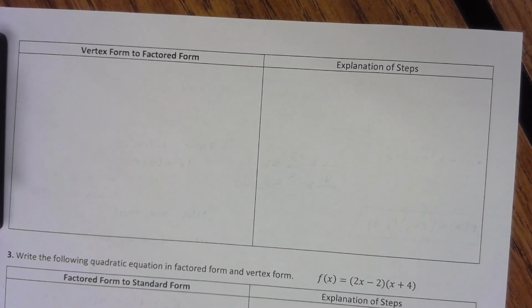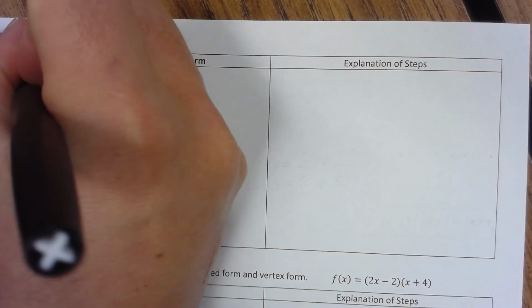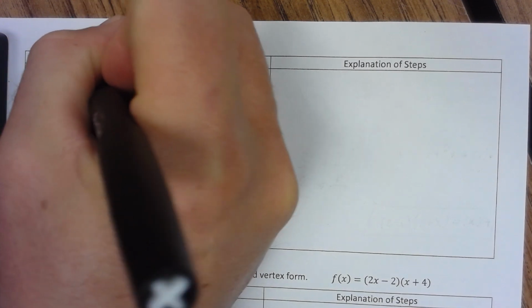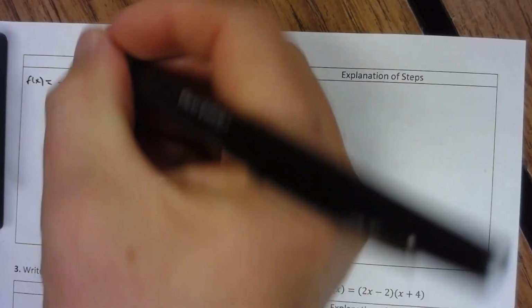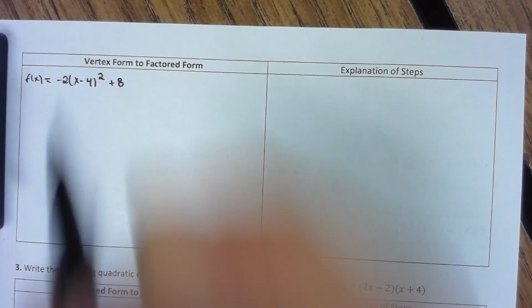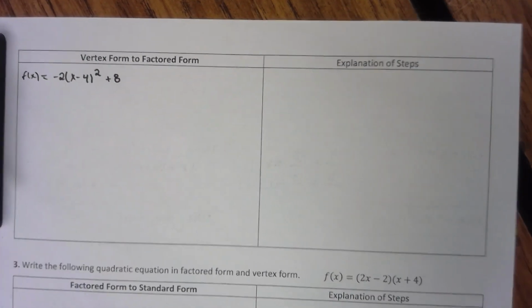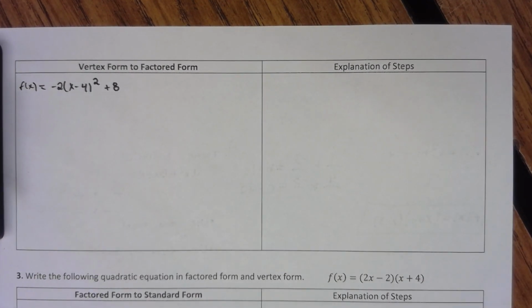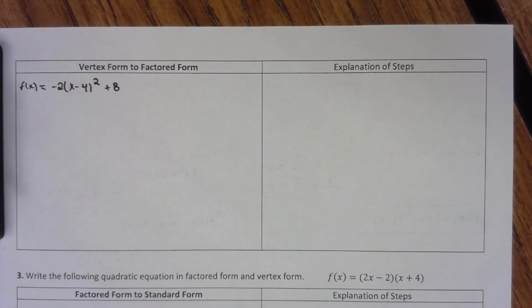Okay, so the last thing we got, going from vertex form to factored form. I'm just going to write down that vertex form again, negative 2(x minus 4) squared plus 8. Okay, so there's really two routes we can take here. I don't know that one is any better than the other.